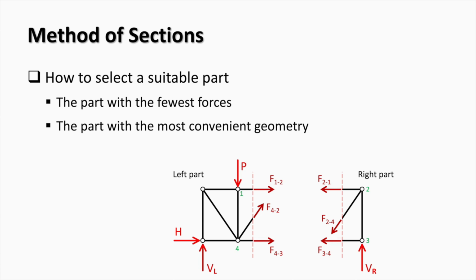In selecting a suitable part of the truss, we will be guided by two principles. First, the selected part should have the fewest forces applied. Or second, the selected part should have the most convenient geometry. Based on these two principles, the right part of this truss is the most suitable and easier to deal with than the left part. And the left part of the truss can now be discarded.